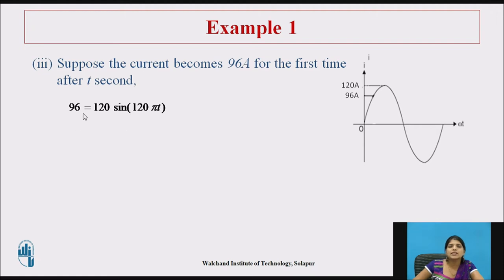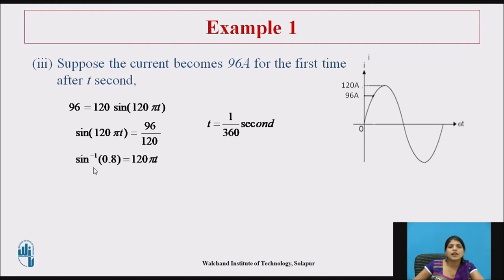So at this instant, how to calculate? I is equal to Im sine omega t. Small i, the instantaneous value of the current, is given, that is 96 ampere. So 96 is equal to 120 sine 120 pi t. The frequency is given, T is 1 upon 360 seconds. So you have to put the values into that and we'll get sine inverse of 0.8 is equal to 120 pi t. Again you have to calculate.